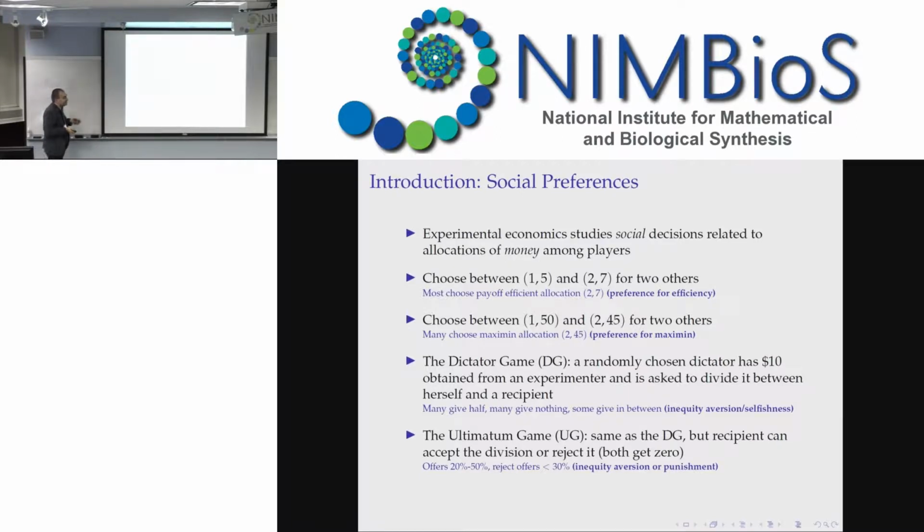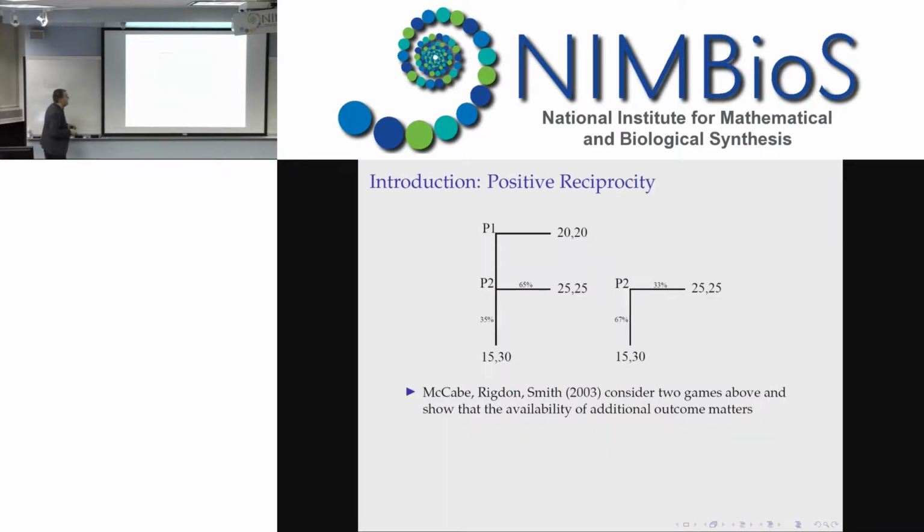This is usually explained by inequity aversion. Even the rejection can in principle be explained by inequity aversion: if you really dislike inequity, you will choose 0, 0 over any amount because it's more equal. Or it can be explained by punishment, which I will come back to. Then there are other more complicated cases that people study like this. For example, this is a famous game by McCabe, Rigdon, and Smith.